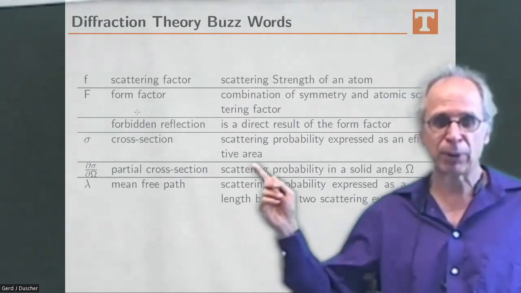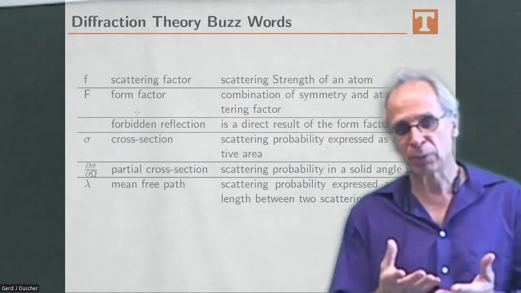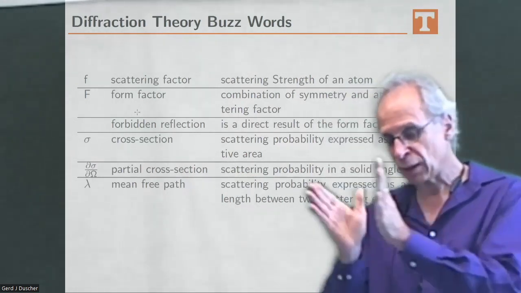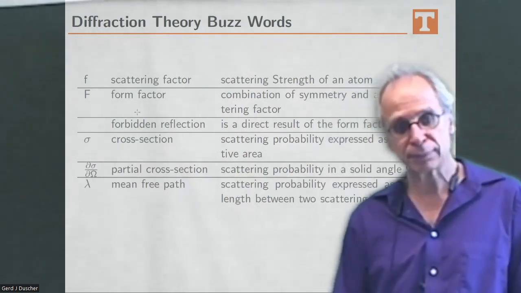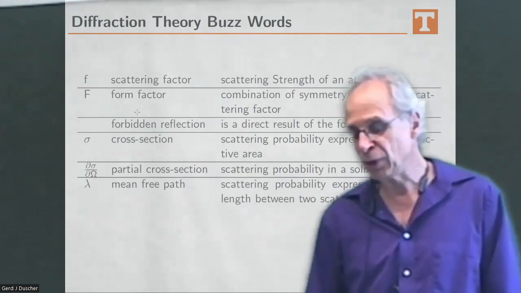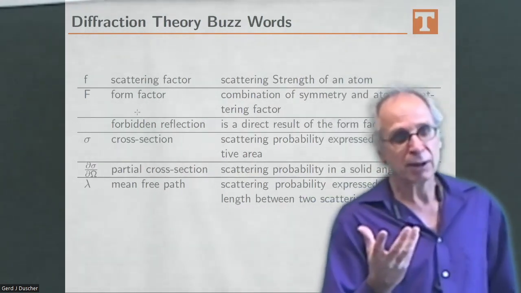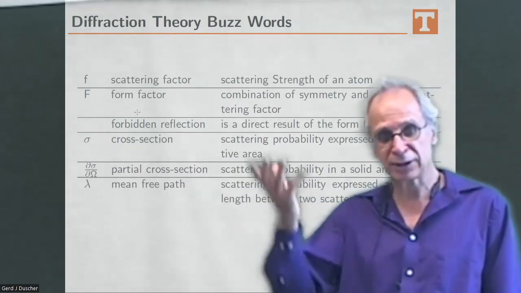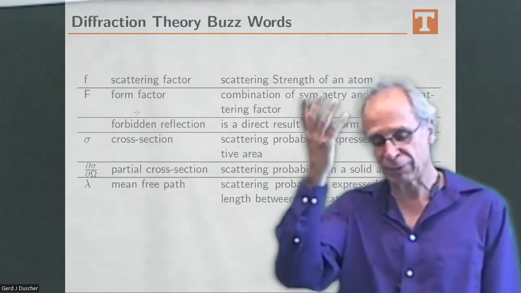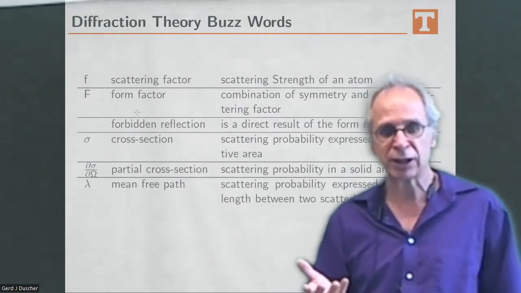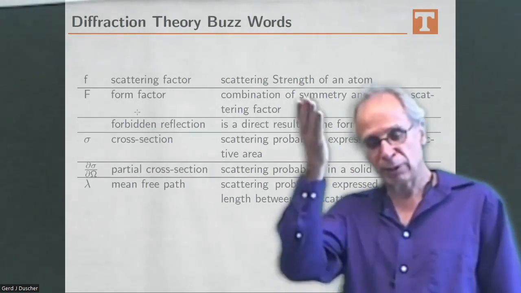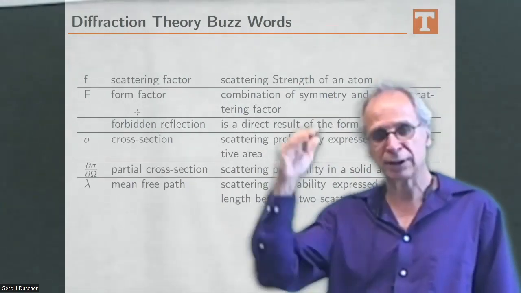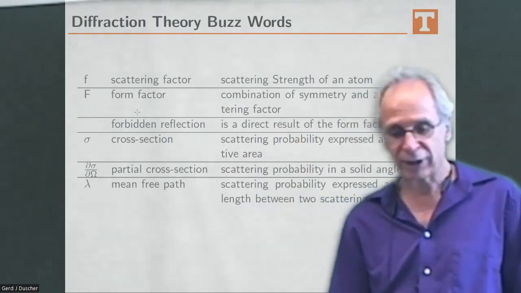Anyway, the partial cross section is the probability to diffract into a certain solid angle, and the mean free path is another measure of the cross section, right? So it's just a different measure of the probability of scattering. It's how often, or what path, an electron or particle can travel between two scattering events.